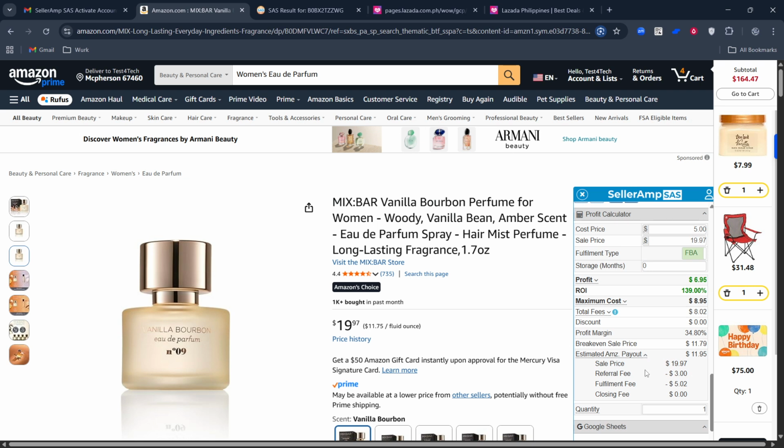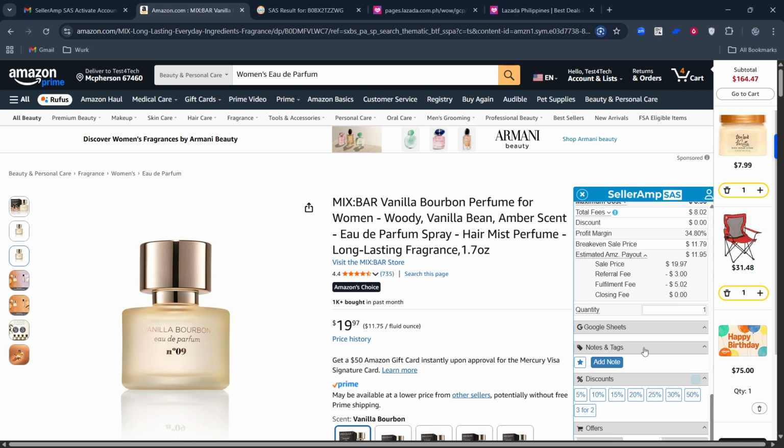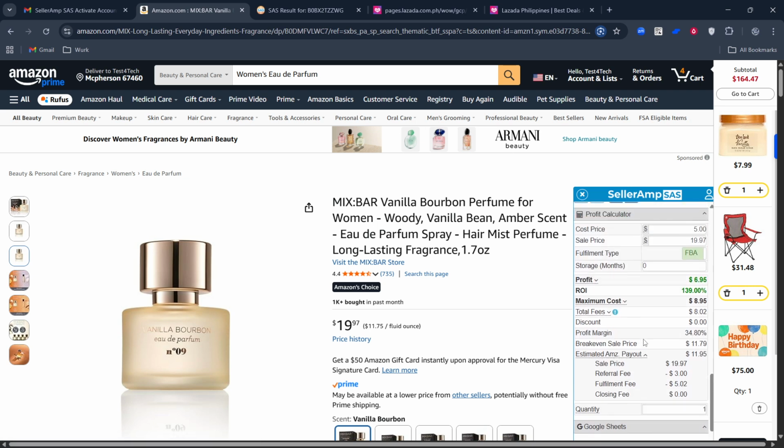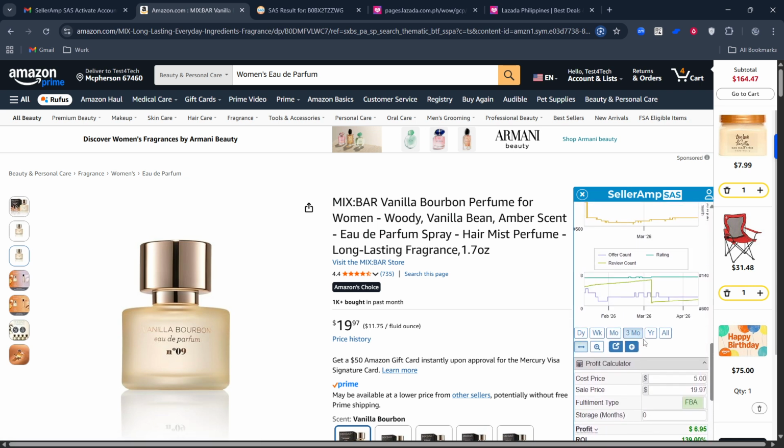Check break-even to see the lowest price you can sell at without losing money. If the market drops below break-even, you'll take a loss, so this helps you avoid race-to-the-bottom price wars. Review AMZ payout to see what Amazon sends you after all fees. This is the real cash hitting your account per sale.